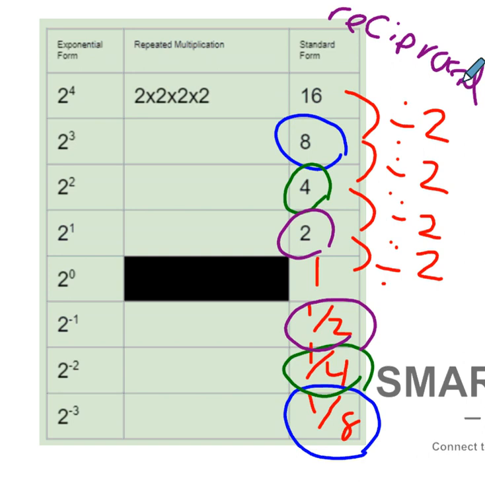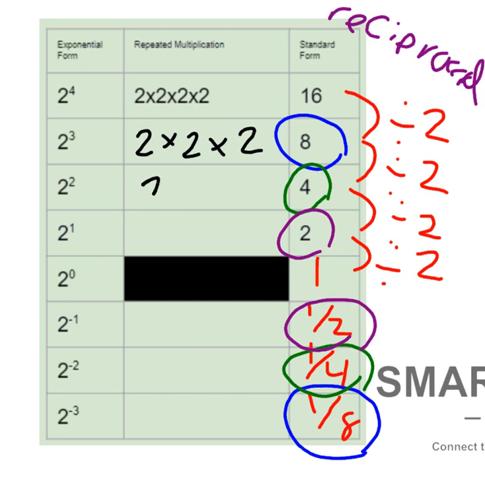So now it's asking you to fill in some of the other boxes. Again, just a quick review: exponential form means writing it as a power, a base to the exponent of something. Repeated multiplication is just how many times does that base repeat? And then standard form is just a really fancy word for what would it equal? What's the answer?